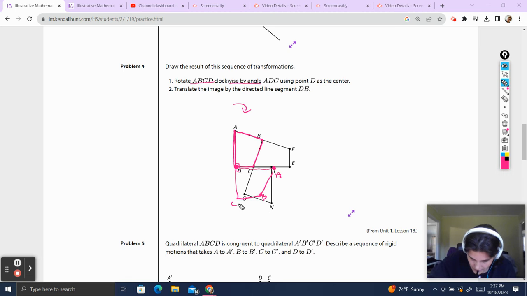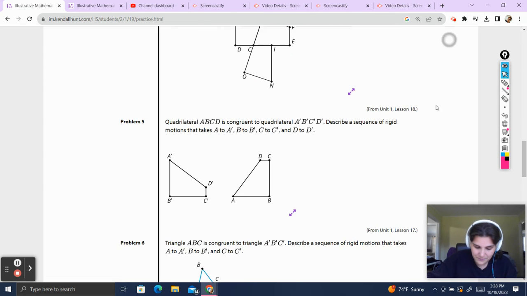Now we translate the image by the directed line segment DE. The directed line segment DE is over here. So we're going to take the whole figure and bring it right up over there, and that's going to be our translated figure. I would recommend, if you're doing this on a piece of paper, using tracing paper. This is a general sense of where it would be. We're going to put A here, B here, C here, and D over there, with primes because this is our image, but always make sure to label your points. Use a piece of tracing paper to do that rotation so you can get a perfect image on your sheet of paper.